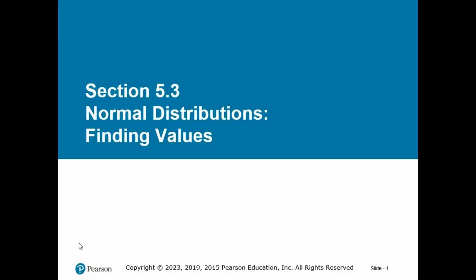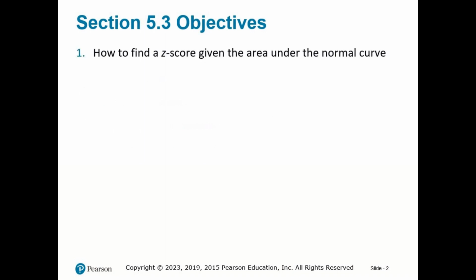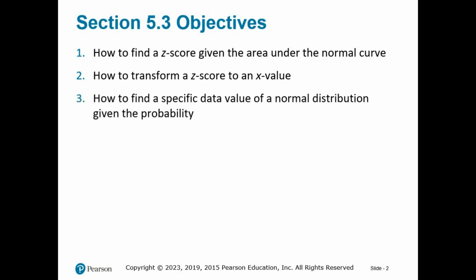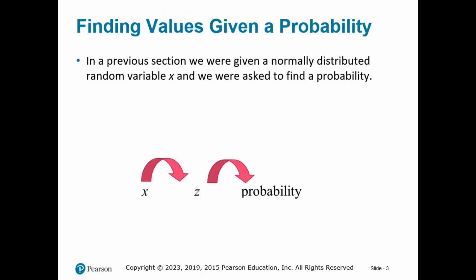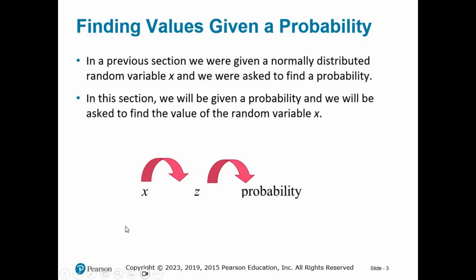Okay, here we go. Welcome to the lecture video for Chapter 5, Section 3, Normal Distributions, Finding Values. Our objectives will be to find z-scores given the area under a curve, transform a z-score back into an x value, and then learn how to find a specific data value for a normal distribution given a probability. In a previous section, we were given a normally distributed random variable x, and we were asked to find a probability. Well, in this section, we're going to be given a probability, and we're going to reverse it. We're going to find the value of the random variable x.